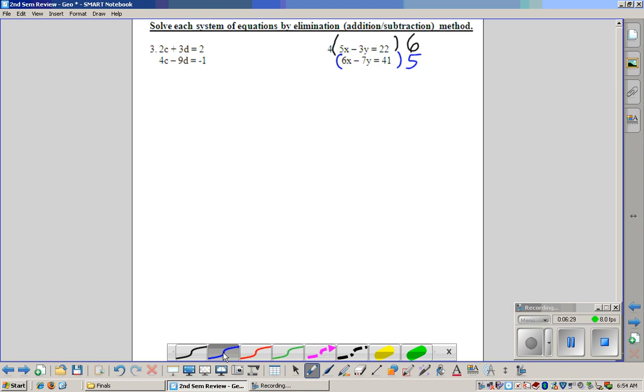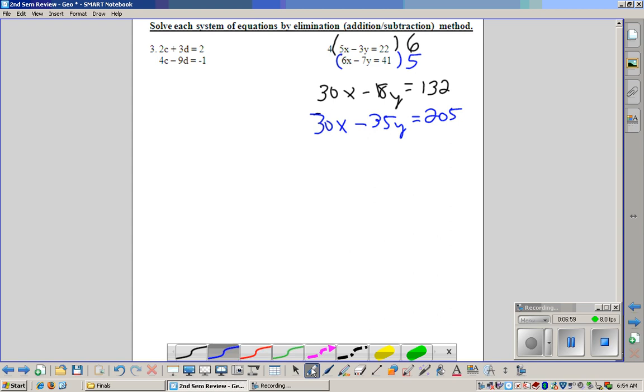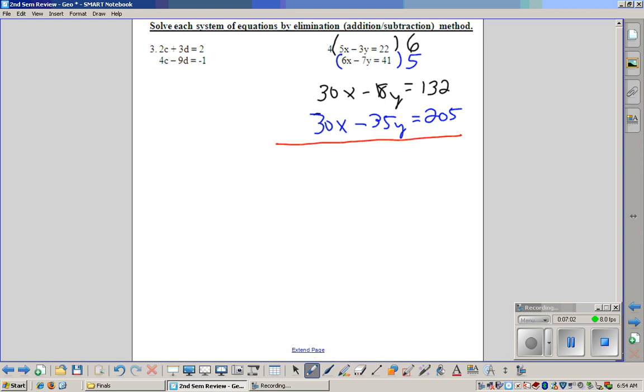And watch what happens. Multiply the top by 6, you get 30x plus 18y equals 132. Then you multiply the bottom by 5, you get 30x minus 35y equals 205. And so now this is good because you can see that the x's have 30x and 30x. We can subtract them and they will be eliminated. And then we'll only have to deal with one letter.